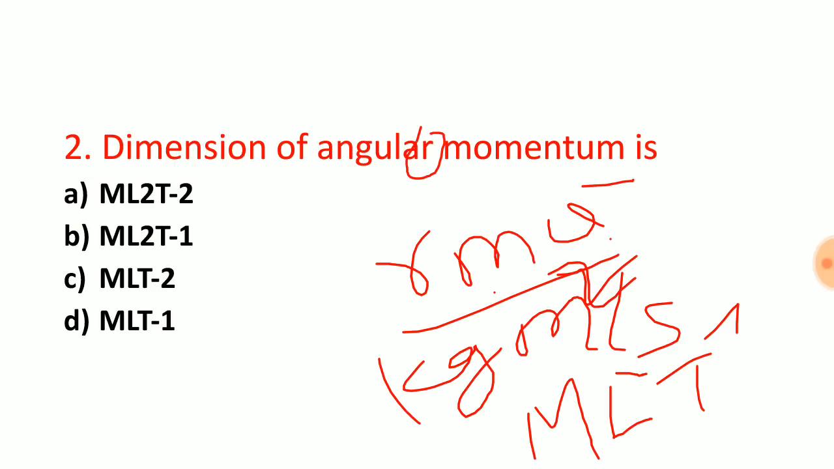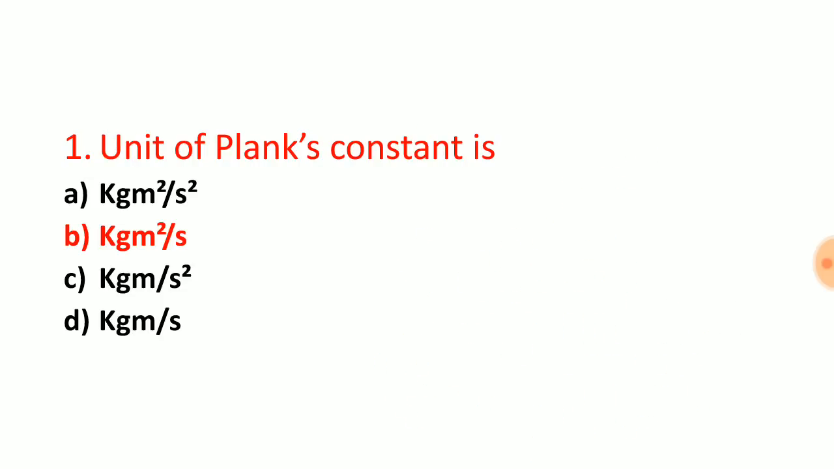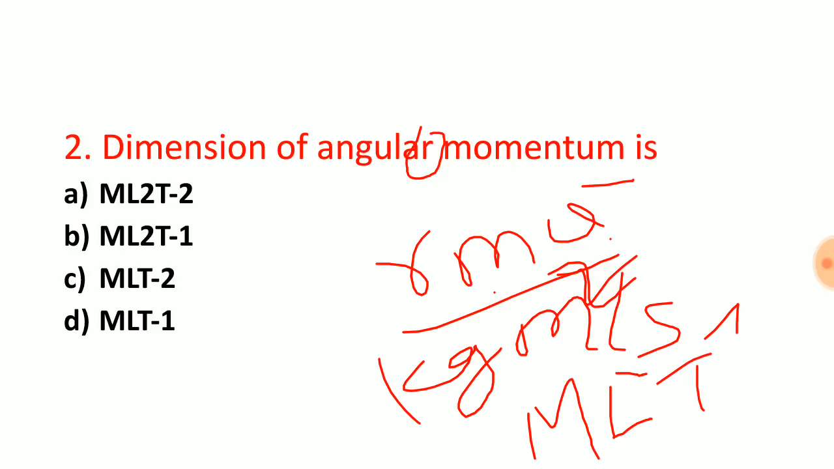If we see the unit of Planck's constant and the unit of angular momentum, they are the same. So sometimes this type of question will also come. Angular momentum and Planck's constant carry the same unit.